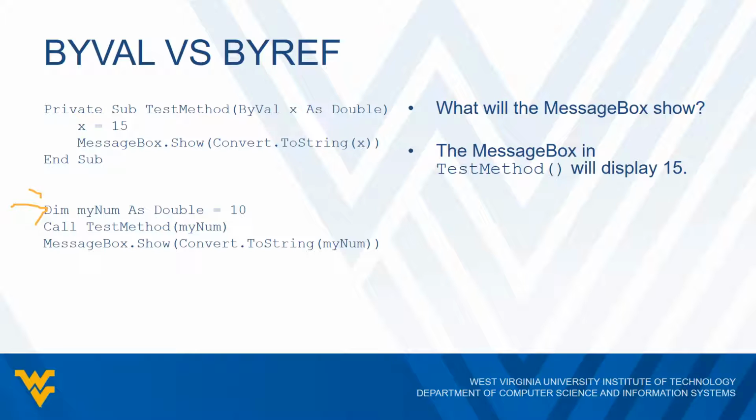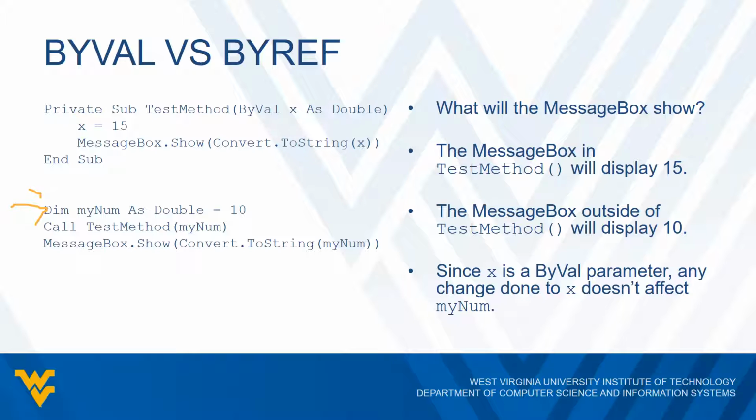Now, what happens when we get back is we see that after calling the sub, we show the contents of mynum, and at this point, it's going to actually display 10. So the value of mynum at this point is 10, not 15. And the reason behind that is because x is a ByVal parameter in our sub. And if you remember, the way ByVal parameters work is any change done to the parameter does not change the values of the arguments at all. So even though we change x to 15 in our sub, that has no impact on the value of mynum. So mynum is going to remain 10 no matter what.